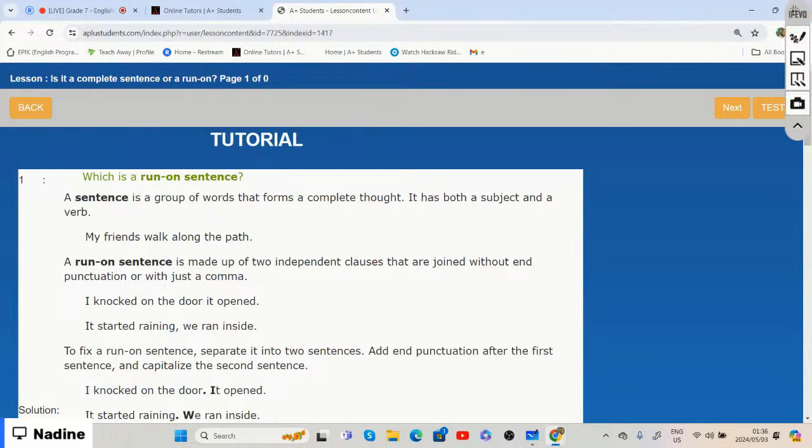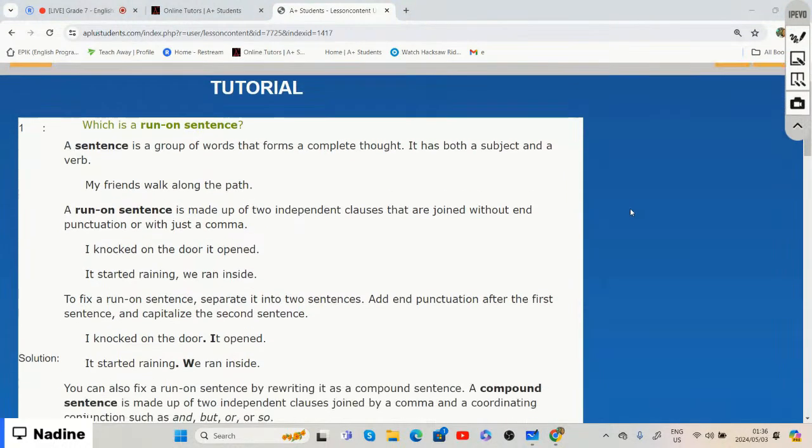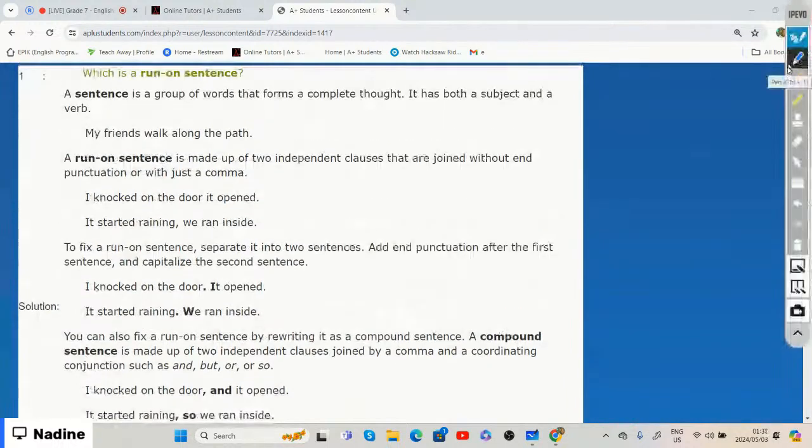So we said that with a run-on sentence, we have: I knocked on the door, it opened, and here also it started raining, we ran inside. So we need to be able to fix that sentence, right? We need to fix that sentence by either rewriting it or by writing it as a compound sentence, right?